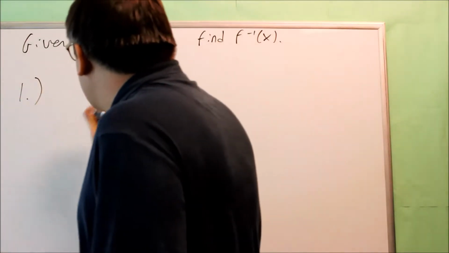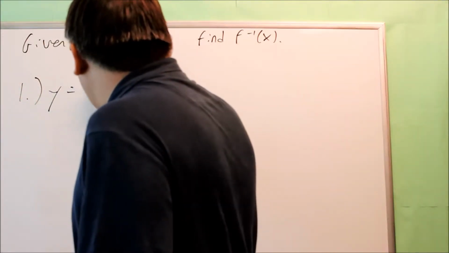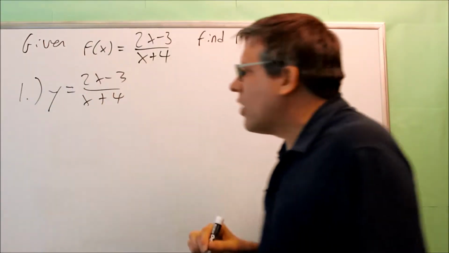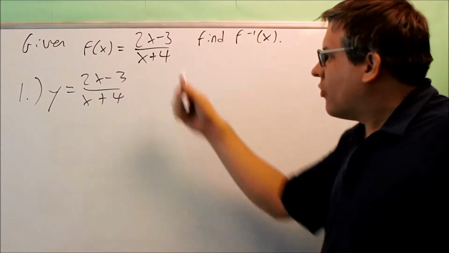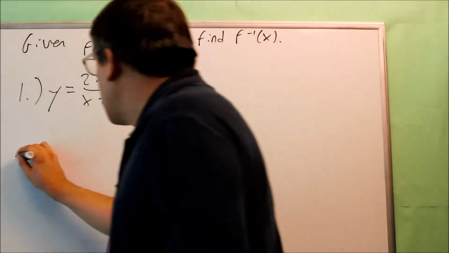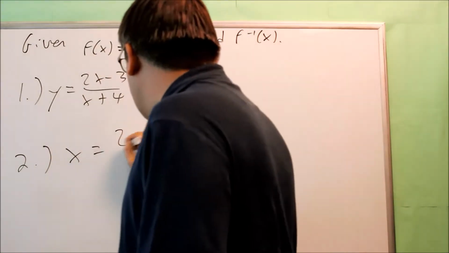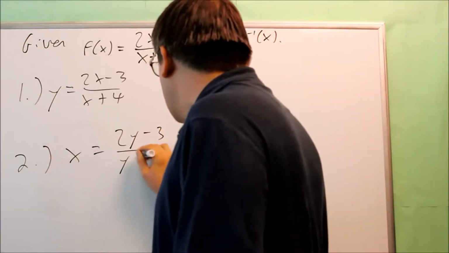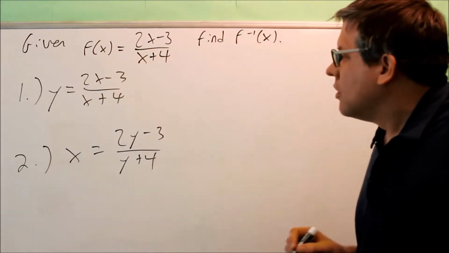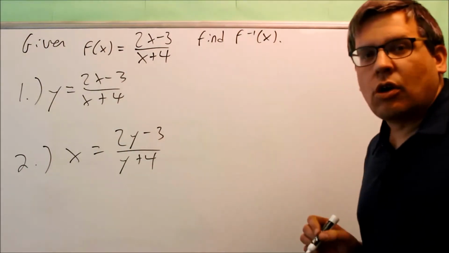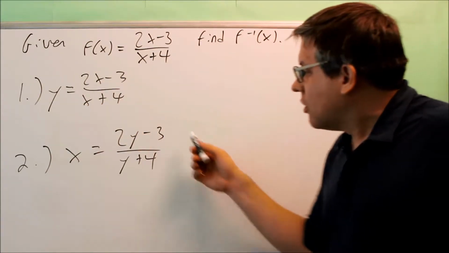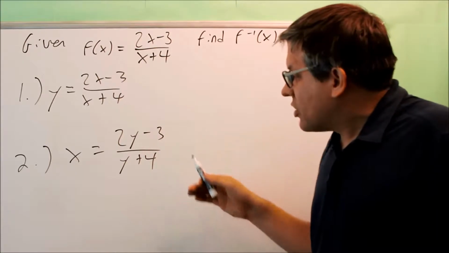finding inverses. The first step is you're going to change the f of x into a y. So f of x into a y looks like that. That's going to be it. Step number 2, you have to switch the x and the y. We're switching x and y. Notice that there's 2 x's here, so each of those got changed into a y. The single y, that got changed into an x. So now I'm done with step number 2.